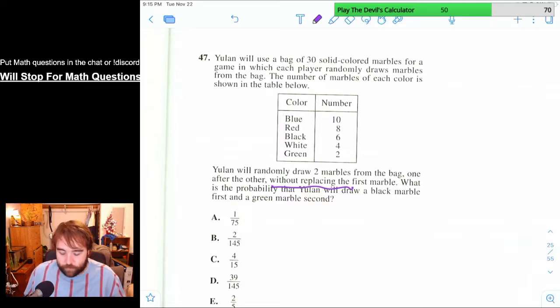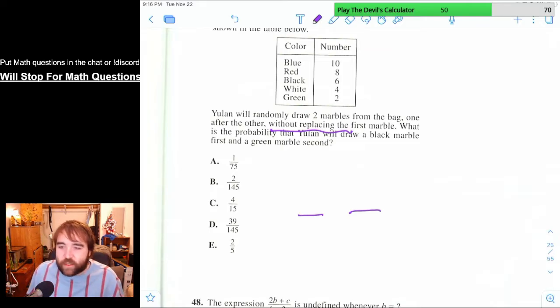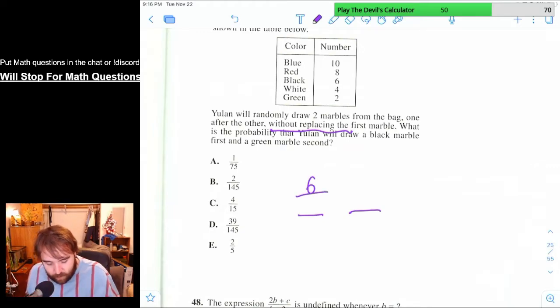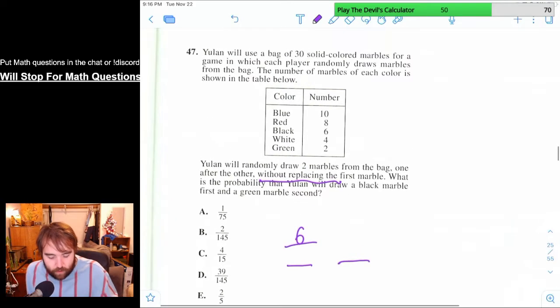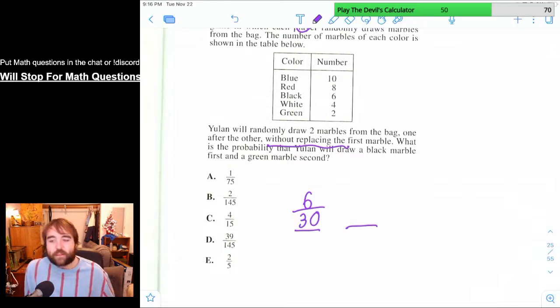Ooh, okay. So when I see things like this, I like to just draw blanks for what events are happening. How many events are happening? 2. He's drawing 2 marbles. And so then with each event, you need to think about the probabilities of those events. So the first event, what's the probability of the first thing happening? Well, we want him to draw a black marble out of all of the marbles. Well, there's 6 black marbles out of how many total marbles are there? You add them up, or they tell you that there's 30. So what's the probability of success there? 6 out of the 30 marbles.